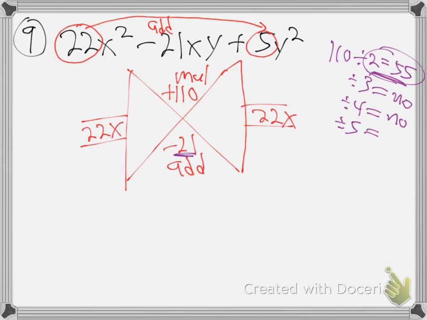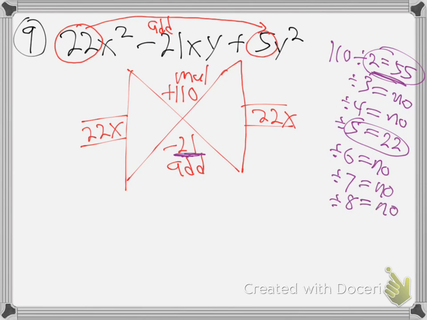5 and 22. Does that work? No, 5 and 22, they can't make 21. Divide by 6, it doesn't work, right? No. Divide by 7, 7 doesn't work. Eventually, if you do 8, it doesn't even work. 9, it doesn't even work. 10, it's 11. So then you go, oh yeah, 10 and 11. 10 and 11, they can make my 21.